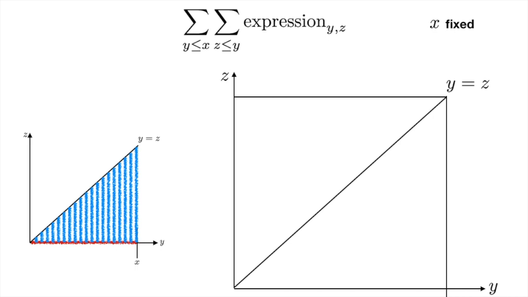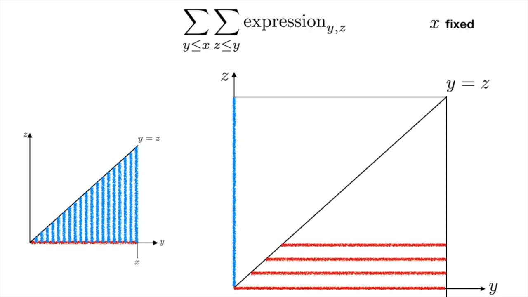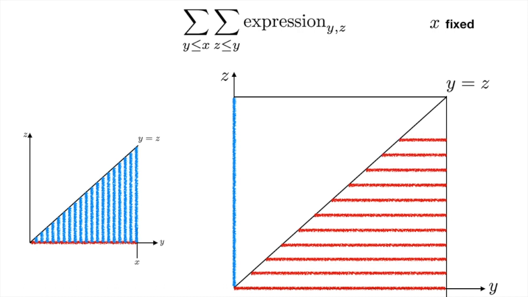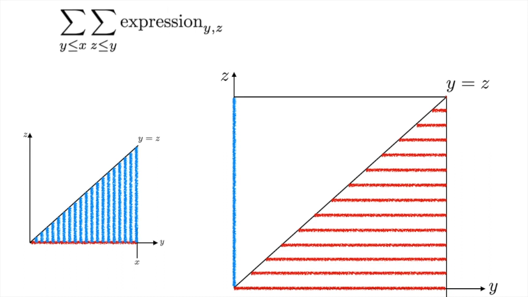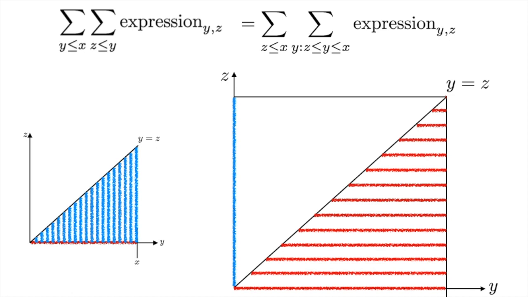Next, for each value of z, we trace over the possible values of y. That is, we trace out over the same region. For this to happen, y ranges from the line z equals y to the value x. We have that switching the sums then is equal to the sum over z less than or equal to x and the sum over y in the range from z to x.